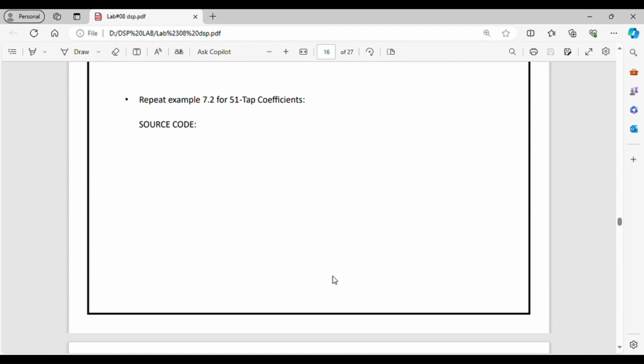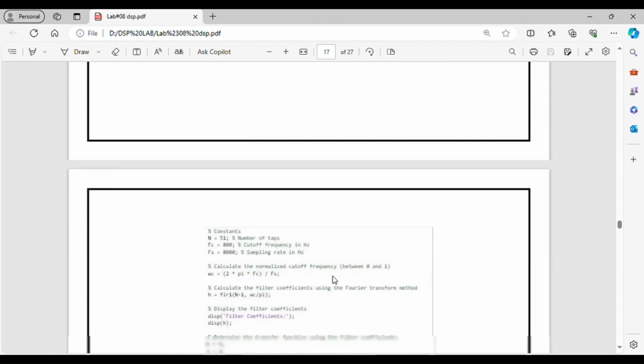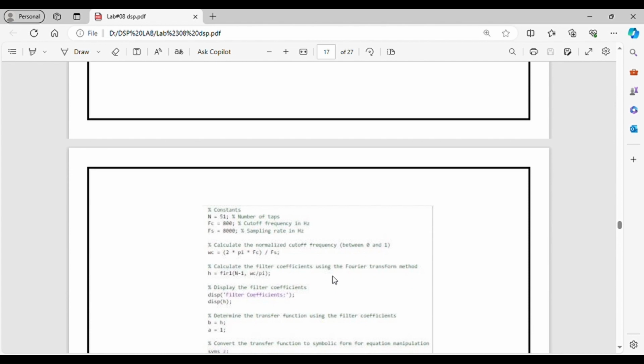Now repeat example 7.2 for 51 tap coefficients. So the number of taps is now 51, the cutoff frequency is 800, and the sampling frequency is 8000. Again, calculate the normalized cutoff frequency between 0 and 1 and calculate the filter coefficients using the Fourier transform method.